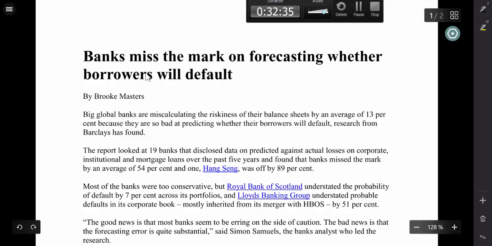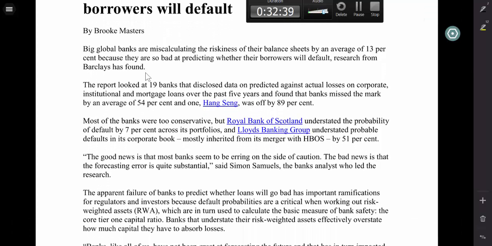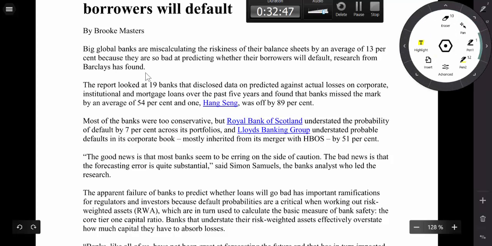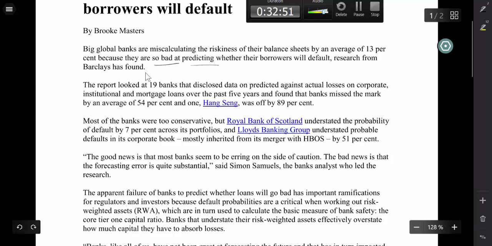But what is she saying? Big global banks are miscalculating the risk of their balance sheet by an average of 13%, because they are so bad at predicting whether their borrowers will default. Research from Barclays has found. Barclays itself is a bank. So the report looked at 19 banks that provided data on predicted loss against actual loss on corporate, institutional, and mortgage loans over the last 5 years, and found that banks missed the mark by an average of 54%, and one, Hang Seng, was off by 89%. I didn't know Hang Seng was a big global bank.